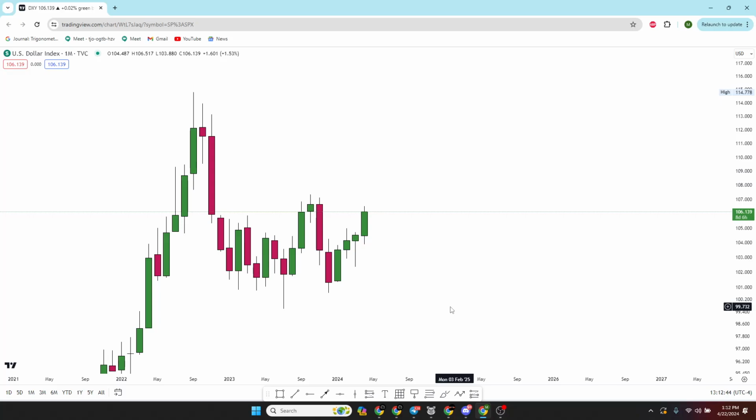We're looking at the dollar index. As you guys know, Matt Fractal, we get right into the video. So on the chart right now, we have a price chart of the dollar index on the monthly time frame.